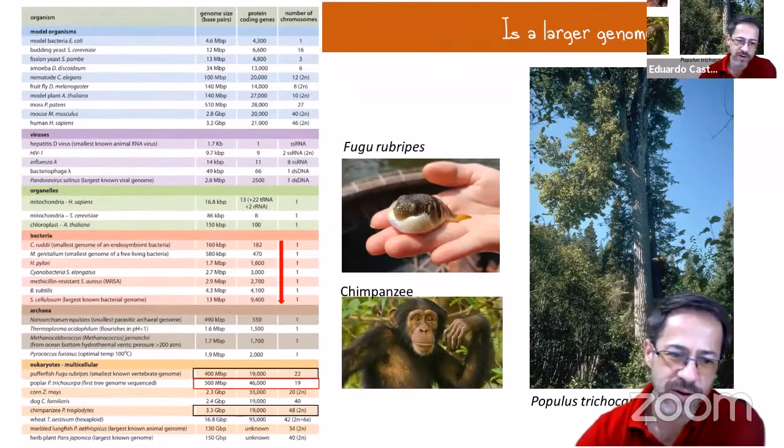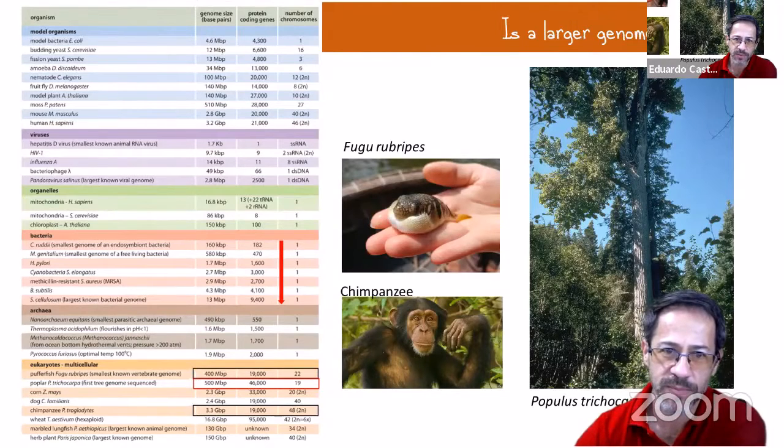But what happens if we look at eukaryotic cells? We have two examples first, the top one and the bottom one. This is a fish, Fugu rubripes, and we have the chimpanzee down here. If we look at the genome size, the fish has only 400 million base pairs, whereas the chimpanzee has 3.3 billion. It has a lot more: giga base pairs, and here it's mega base pairs. So the chimp has a lot more DNA than the fish.